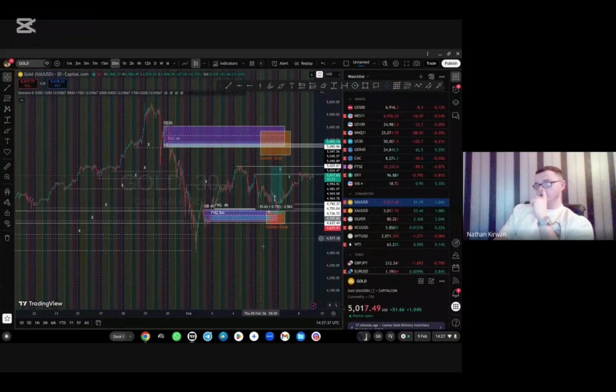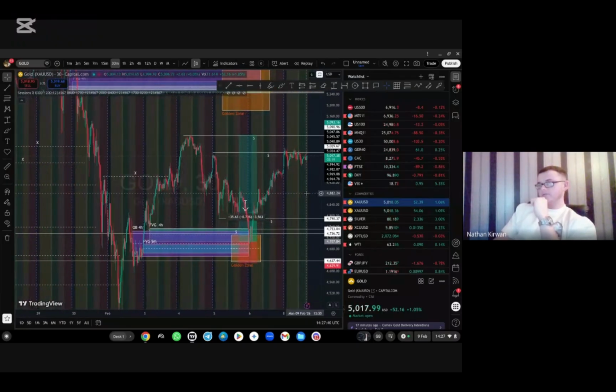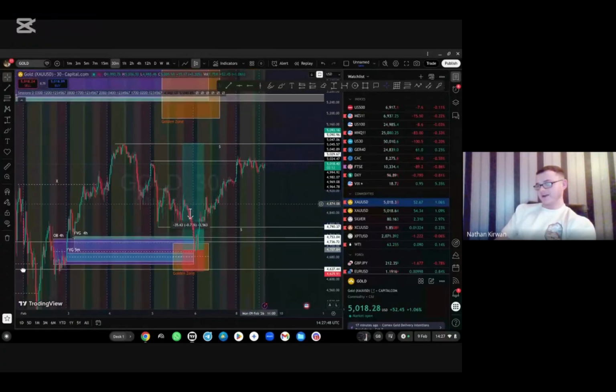Is there anything on this that would break your heart right there? I missed this trade. That would break your heart. 3,800 pips. Break your heart.